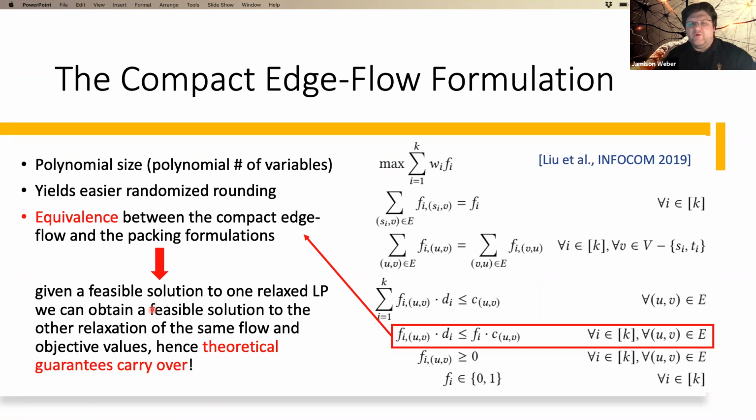One thing to note is we have this extra constraint here that strengthens the LP relaxation and allows for equivalence to the relaxed packing formulation. This formulation leads to a simpler randomized rounding framework and faster implementation in general.